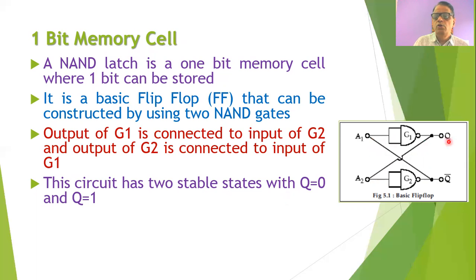So one can easily observe that the outputs of both the NAND gates are never equal. They are opposite to each other, and therefore these outputs are called Q and Q bar, or Q complement.